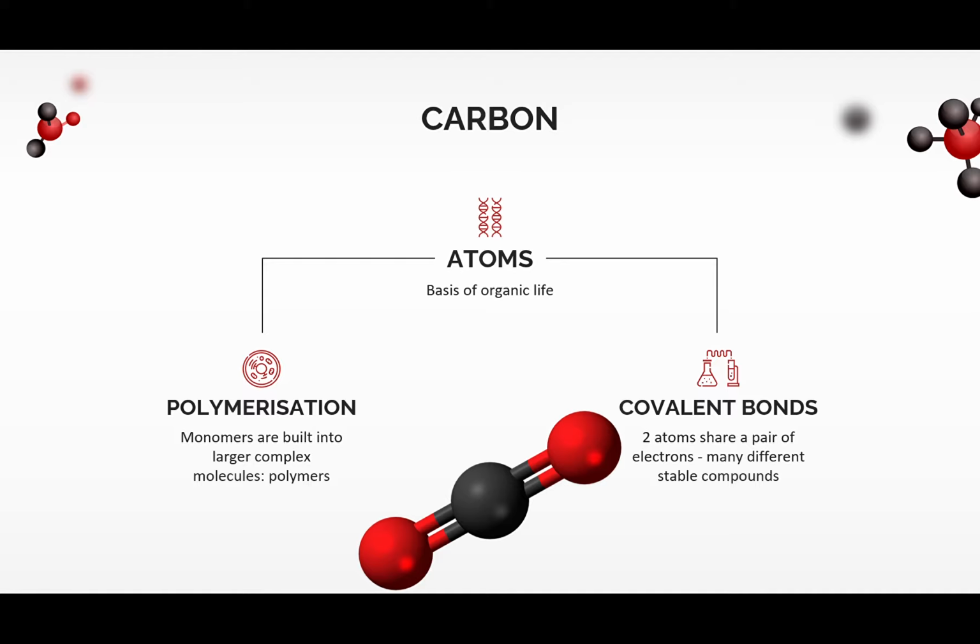So carbon atoms are important because they form 4 covalent bonds because of its structure, which you can see on the bottom. These covalent bonds allow the formation of many different stable compounds, and covalent bonds in general are 2 atoms that share a pair of electrons, and the number of covalent bonds between atoms in a molecule determine the shape and the chemical properties of the molecule. And moreover, carbon atoms are found in all organic molecules and are the basis of organic life.